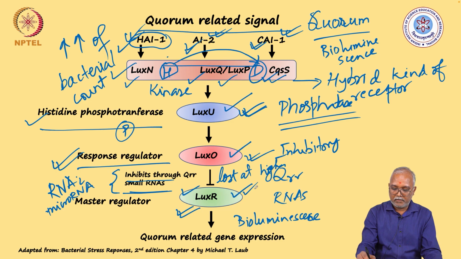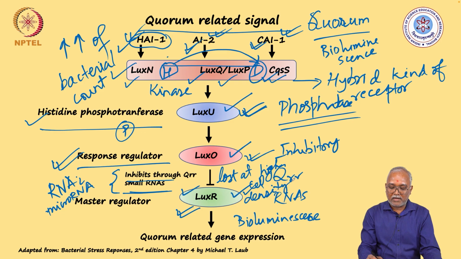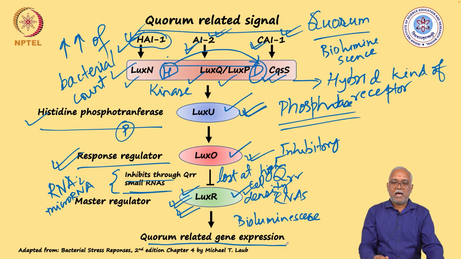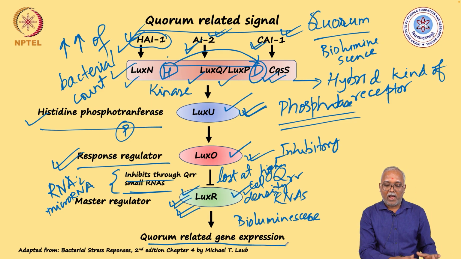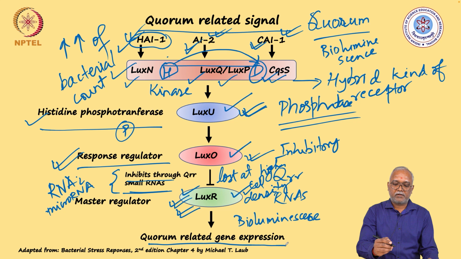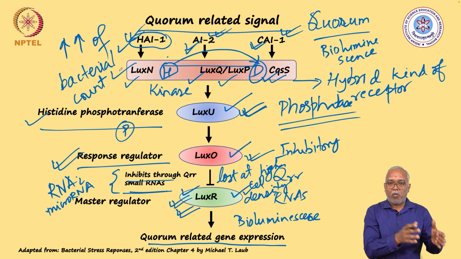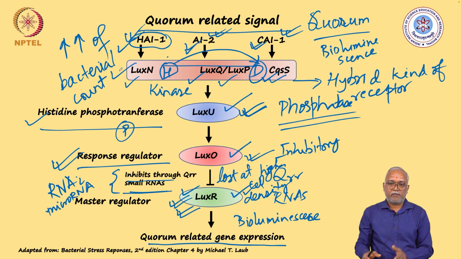High cell density. When this inhibition is lost, now Lux R is synthesized and it can go on and express the genes related to quorum sensing. So basically what happened here is that the right set of cues switched the receptor from one state to another, from a kinase to a phosphatase state.